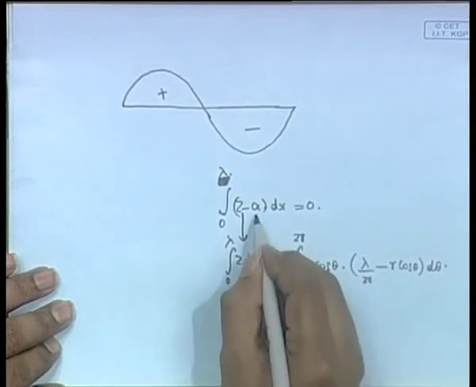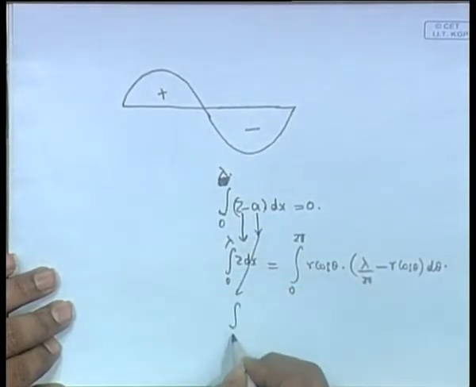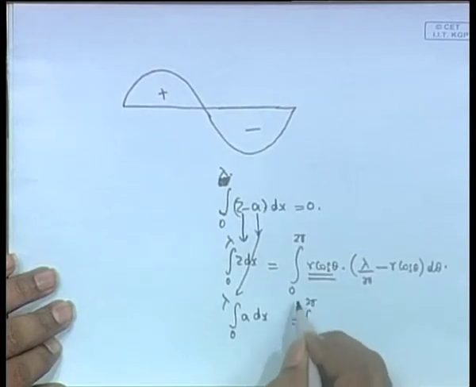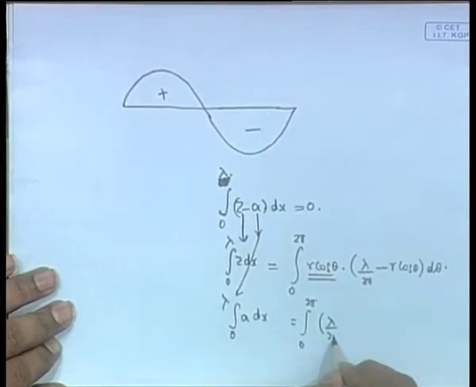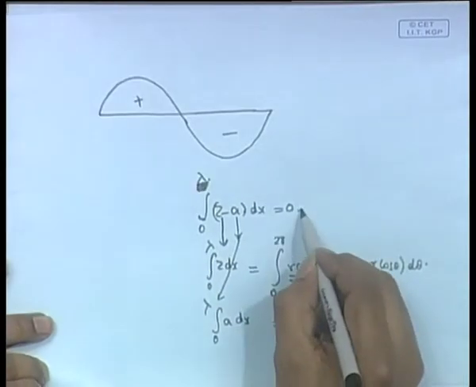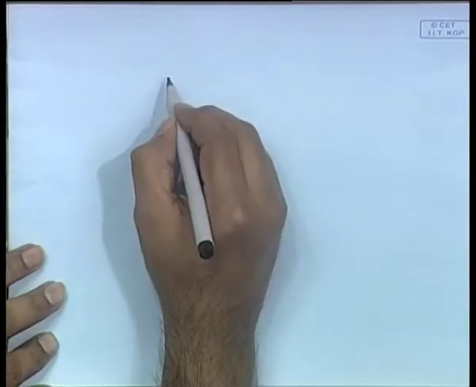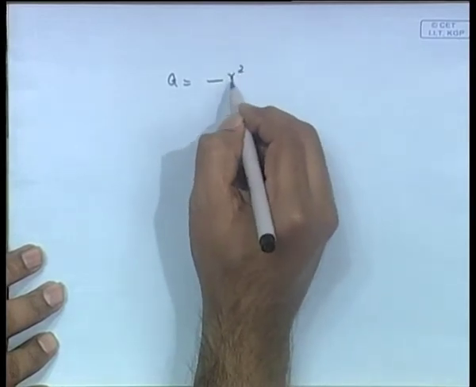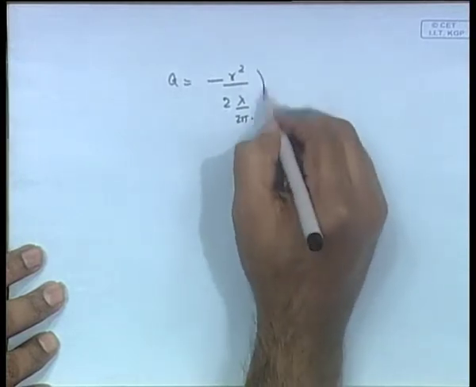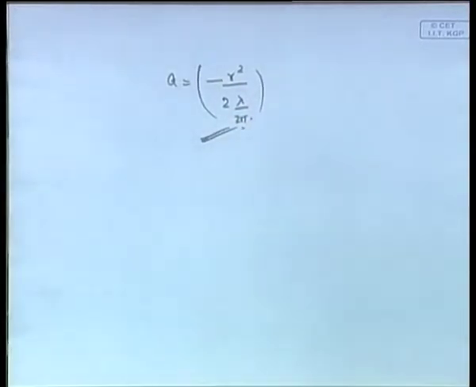And the second one is just the integral from 0 to lambda of a dx, which is very simple. You will not have the r cos theta term. So, from 0 to 2 pi, just lambda by 2 pi into d theta. Now, if you integrate the whole thing and set the total area equal to 0, you will see that you end up with A equal to minus r squared by 2 into lambda by 2 pi. So, this is your value of A. This is the center about which the total area under the curve will become 0.